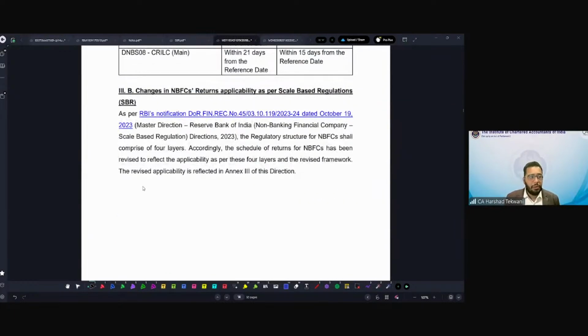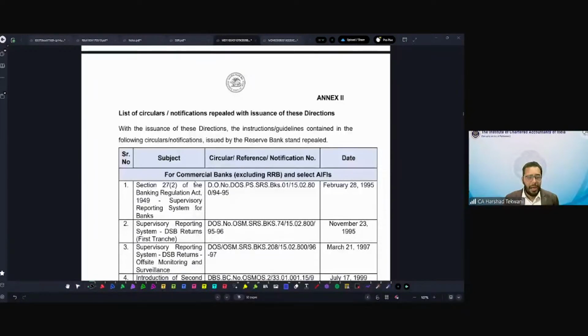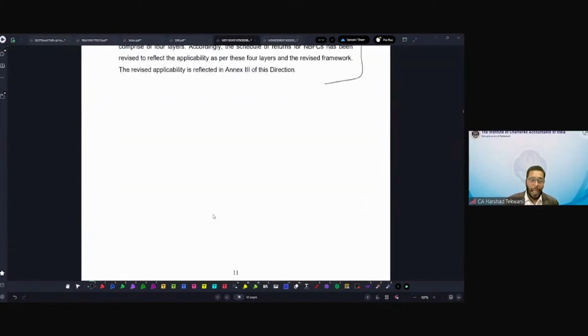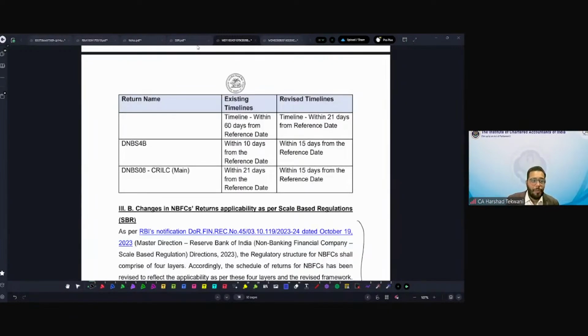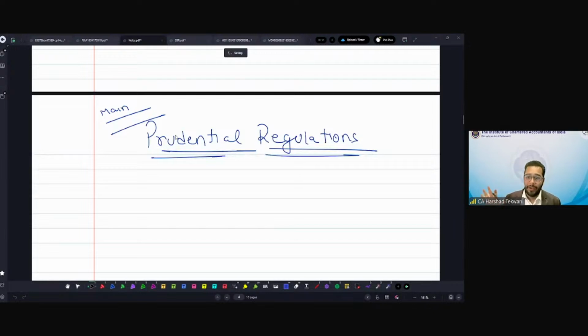Now, again, the scale-based regulation that we are referring to. Again, there are many directions and everything. A lot of things are there with respect to the regulations and returns. And everything goes back to your prudential norms. So, prudential norms and scale-based regulations. Basically, whatever returns are there, whatever compliance is required, they are covered under scale-based regulations, and in scale-based regulations there is a specific chapter of the prudential norms.